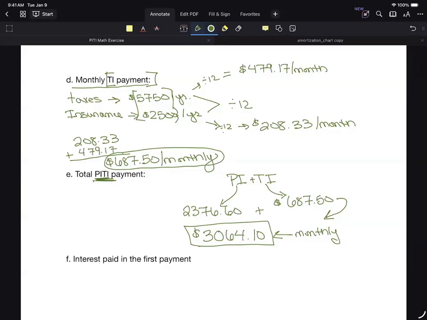Well, we're not done. We're going to take it a little further. But that's good, because you know that this person is going to pay $3,064.10 every single month. I'm going to change colors here. But part of it is principal and interest, and part of it is taxes and insurance.